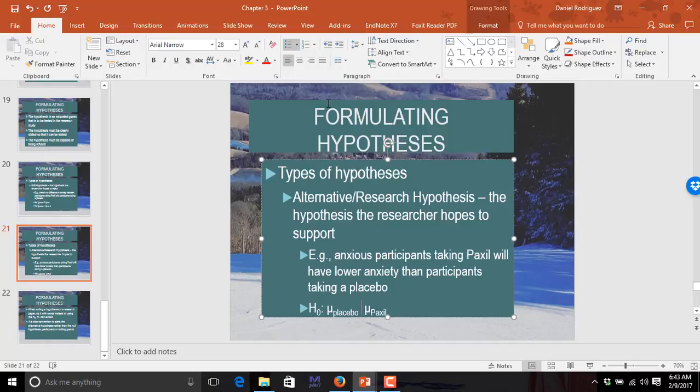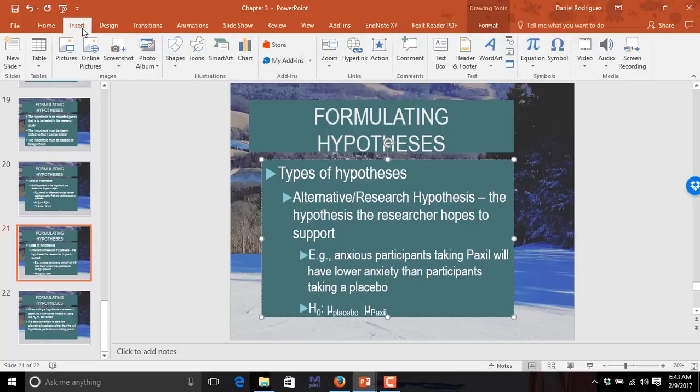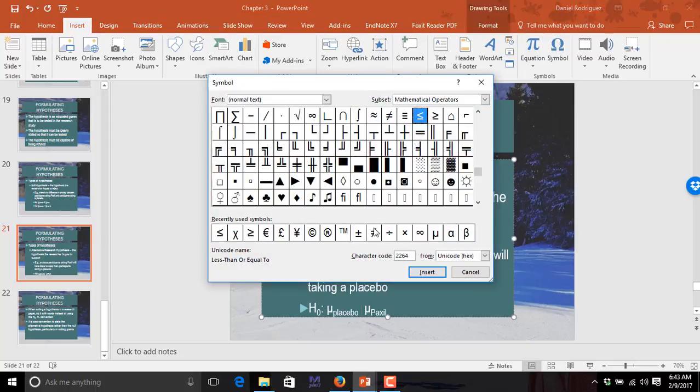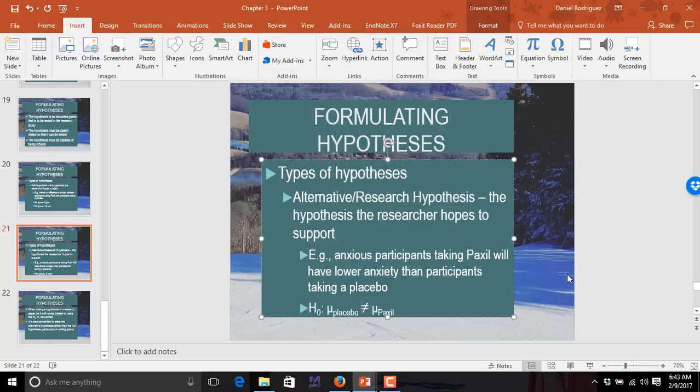A third alternative, it's probably here somewhere, let's see. Insert symbol, there you go. Third alternative would just say not equal. I could just say the mean in the placebo group is not equal to the mean in the Paxil group. This one seems to make the most sense because it'll encompass everything.